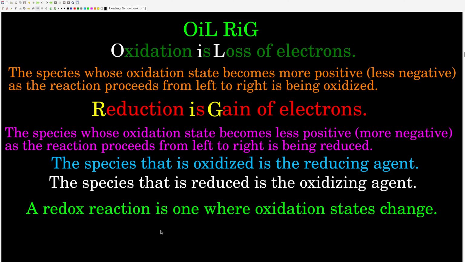Now, the way we can tell if a chemical reaction is a redox reaction is if the oxidation states change as we go from the left to the right of the arrow. Not all chemical reactions are redox reactions, but this is how we can tell.